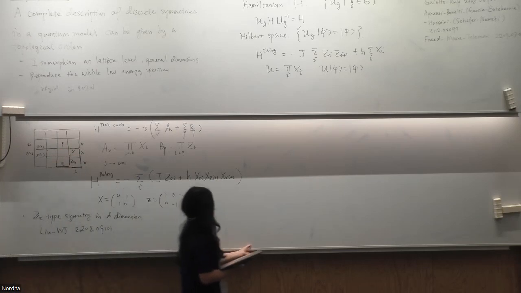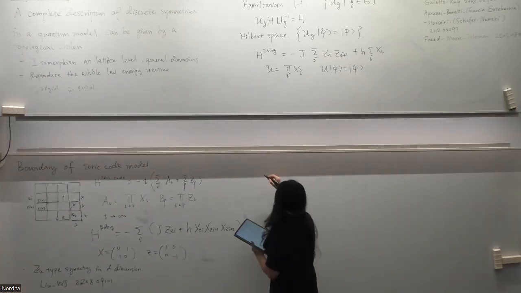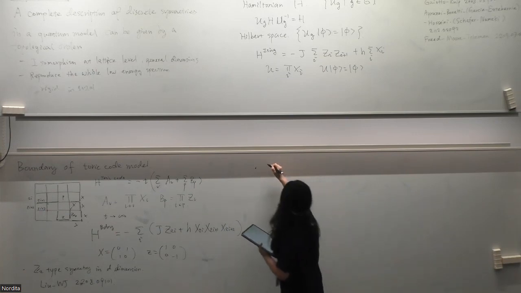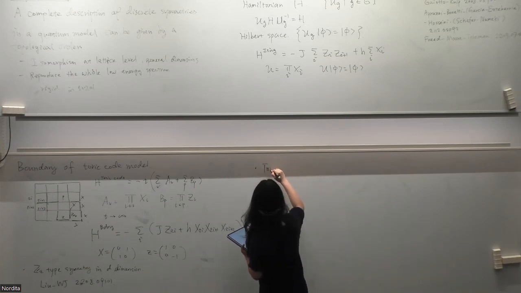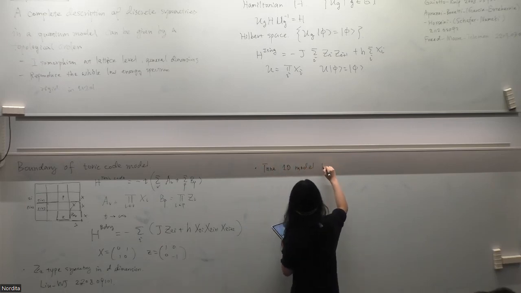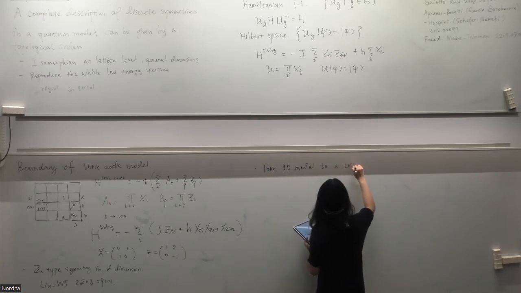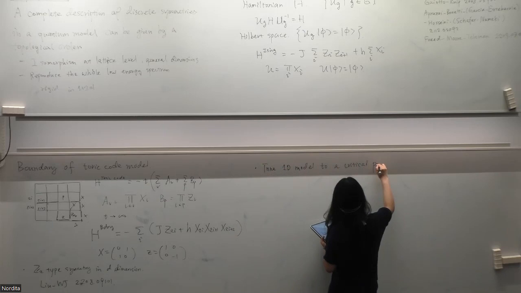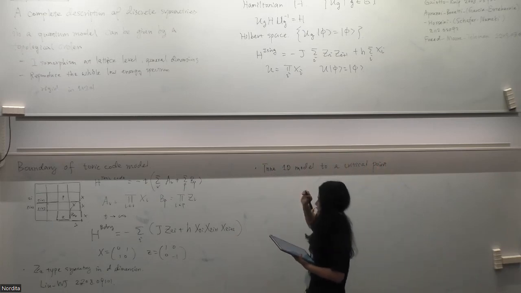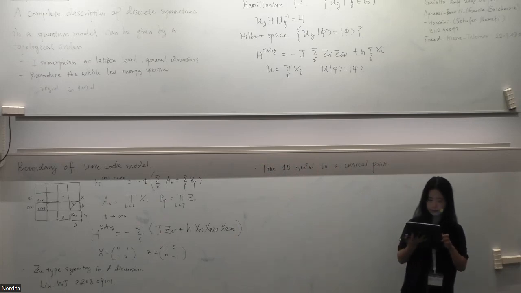Okay. Now let's try to extract some low energy physics. So we want to tune this 1D model to a critical point. In this example, it means that when we set J equal to H, that's the transverse Ising critical point.